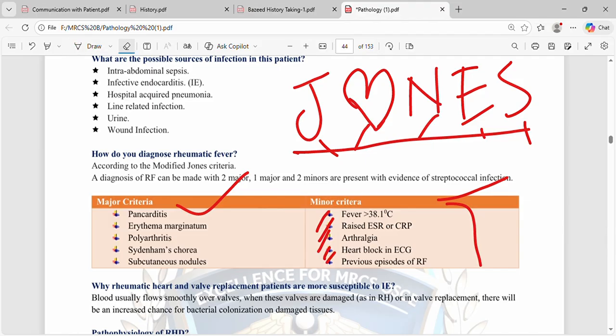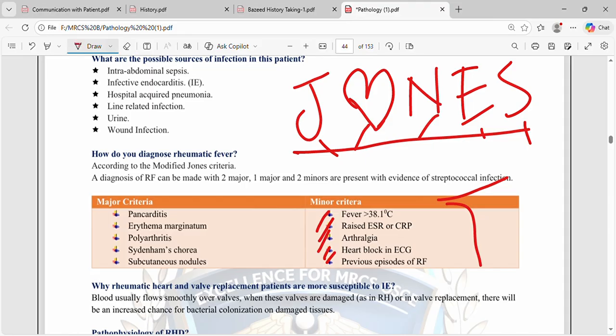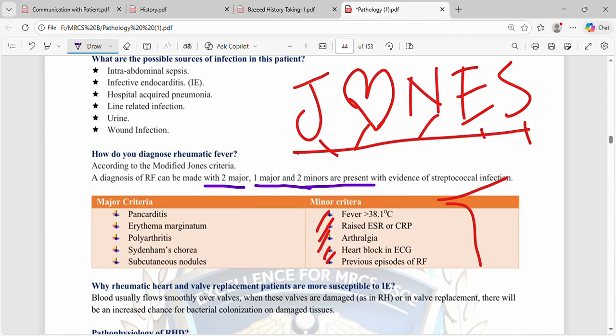So what is the protocol for the diagnosis? Either two major criteria, and your diagnosis is confirmed, or one major criterion and two minor criteria, with evidence of streptococcal infection. This will diagnose rheumatic fever.